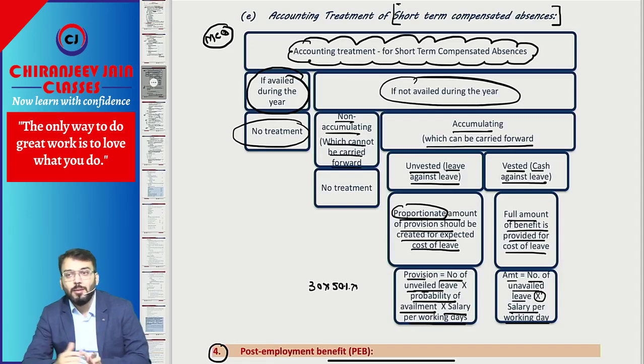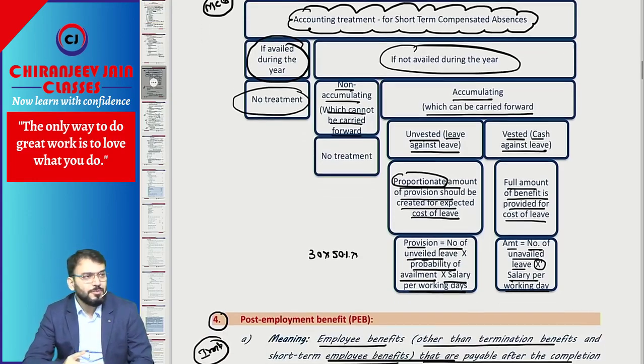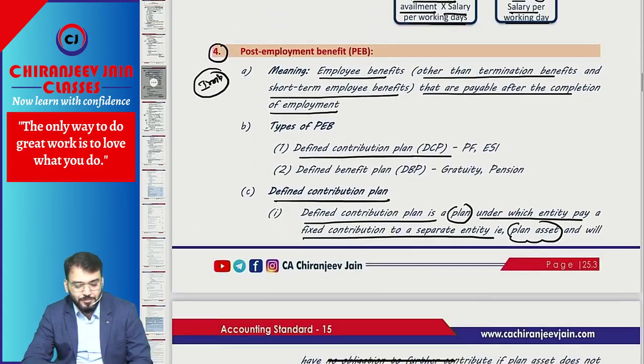When I say full amount, it means number of unavailed leave multiplied by salary per working day. When I say proportionate amount, it means number of unavailed leave multiplied by probability of availment. That will be given in the question. If not given, assume the probability is 100% and then multiply by salary per working day. However, no good question of this nature has been given in the ICAI study material yet. I think we have done only one question, and that was simple.